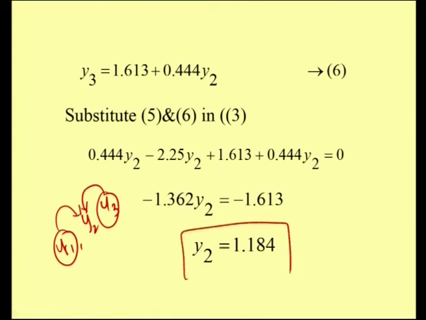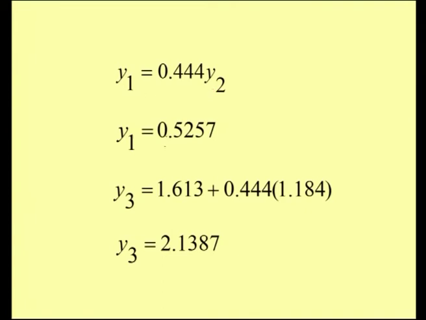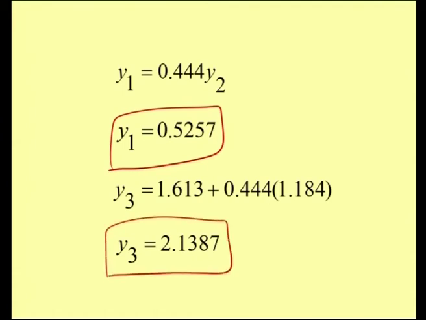We get y2 as 1.184 and then it is substituted in the y1 equation we have obtained, and we get y1 is equal to 0.5257, and y2 is again substituted in the y3 equation, we get y3 is equal to 2.1387.